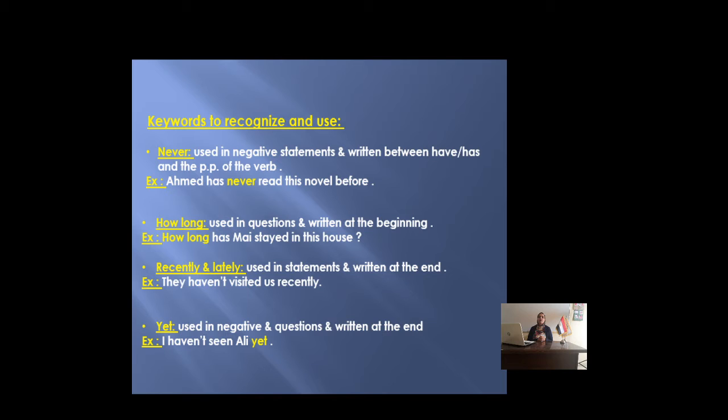That's why they are very, very sad. So we have the first one, the happy face. It comes at the beginning. That's why she's very happy. Then we have the sad face things, what are they? Recently, lately, and yet. All three of them come at the end of the sentence, but they are very, very sad because of what? Because of this. Recently and lately are used in the statement and written at the end.